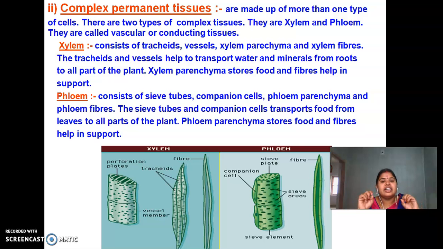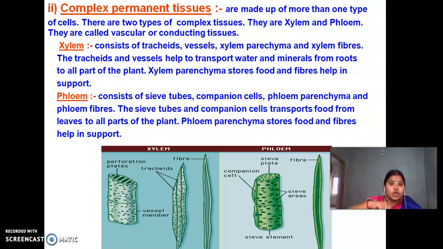What does the xylem consist of? Xylem consists of tracheids. I will show you the diagram. It consists of tracheids, vessels, xylem parenchyma, xylem fibers. See, all start with X. Four parts. Next, the tracheids and vessels. These first two, tracheids and vessels, are used to help transport water and minerals from where to where?